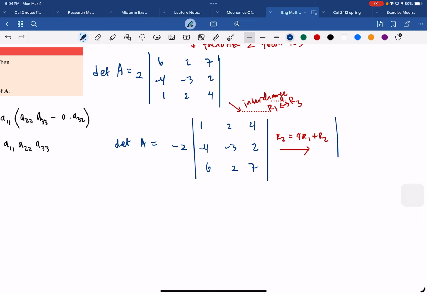So now this will be the same. 1, 2, 4. This will be 0. And then 8 minus 3 is 5. 16 minus 2 is 14. Okay. Plus, sorry, 16 plus 2. And then the rest will be 6, 2, 7.